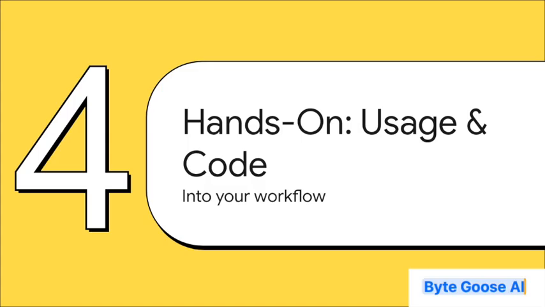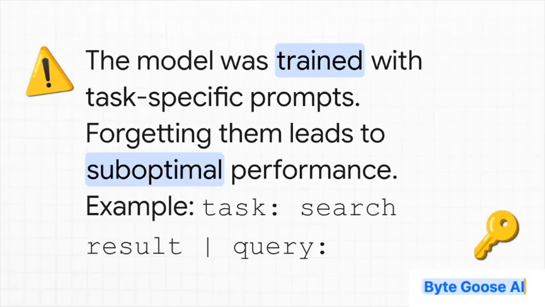Okay, theory time is over. Let's get practical and see how you can actually integrate this model into your own workflows. But, and I can't stress this enough, there is one absolutely critical detail you have to pay attention to if you want to get the best performance. The crucial point is this: you must use task-specific prompts. The model is trained from the start to know the difference between jobs, like retrieval versus classification versus clustering, by looking for a special prefix at the beginning of the text.